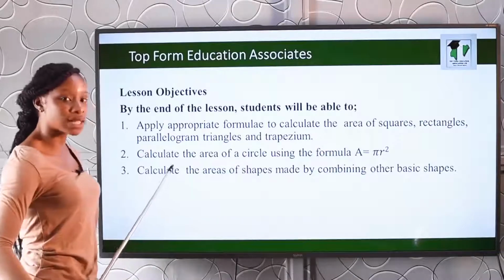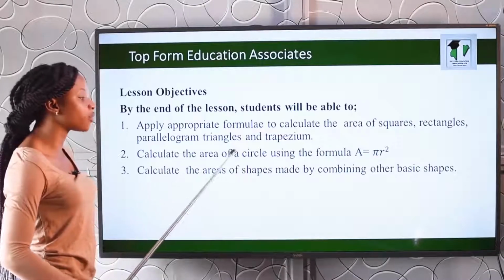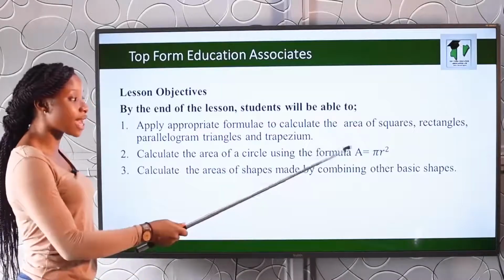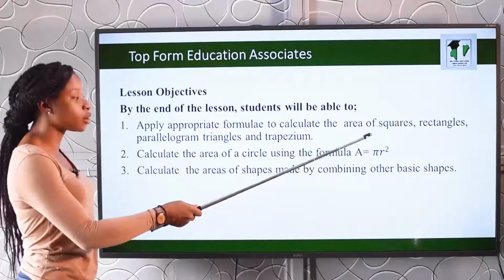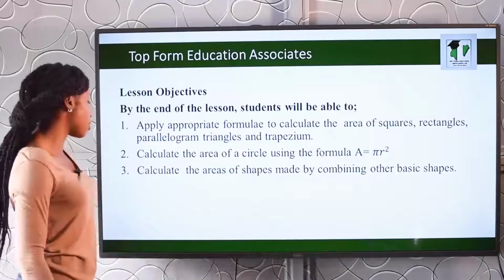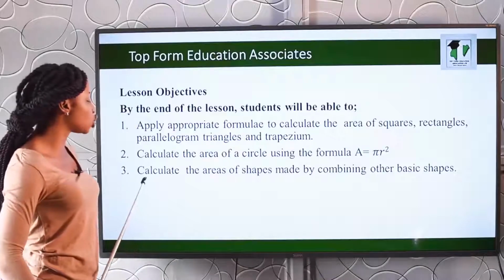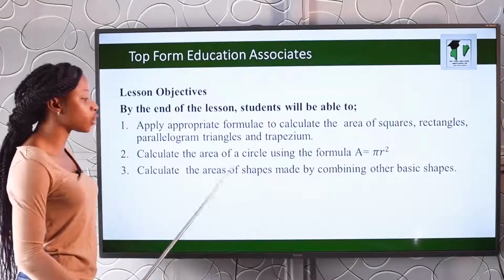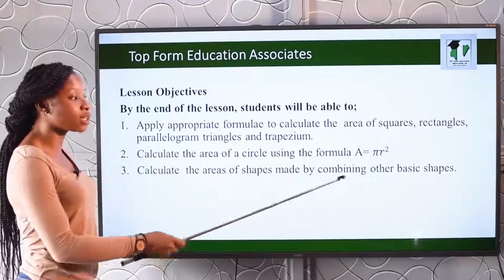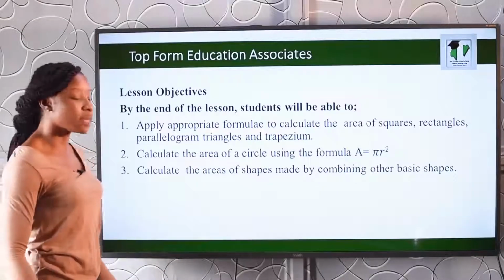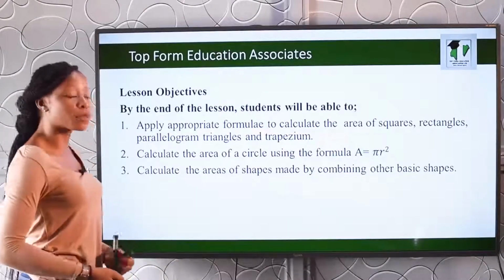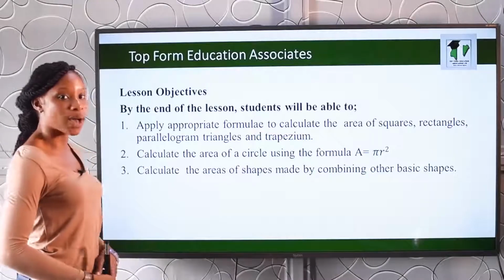Also, by the end of this lesson, you should be able to calculate the area of a circle using the formula A equal to pi r square, A standing for area. Also, you should be able to calculate the areas of shapes made by combining other basic shapes, meaning you should be able to find the area of compound shapes.